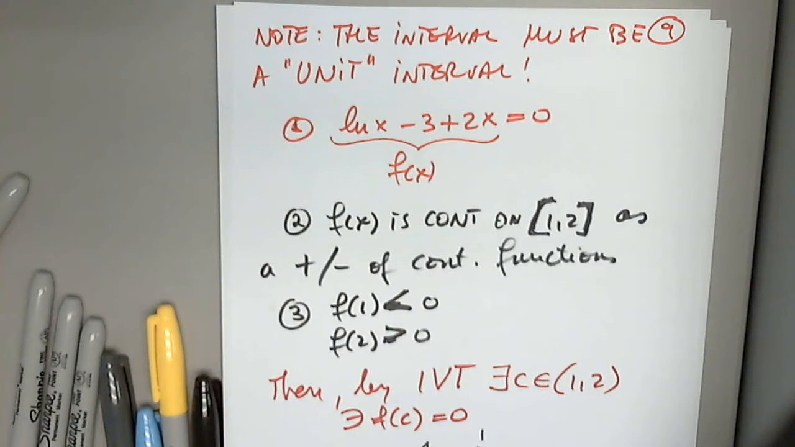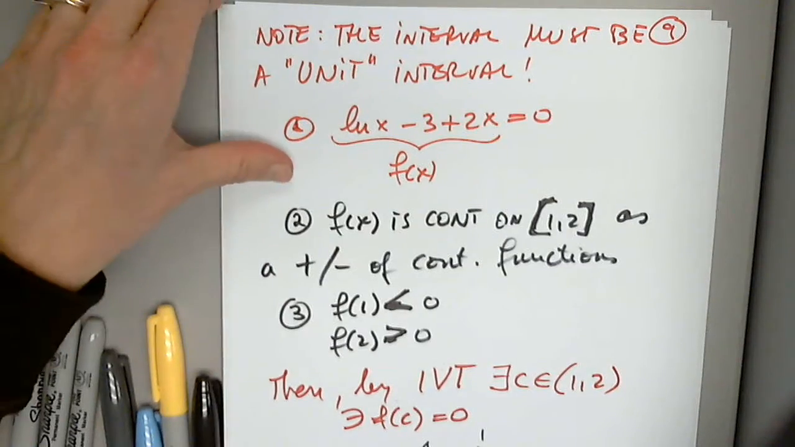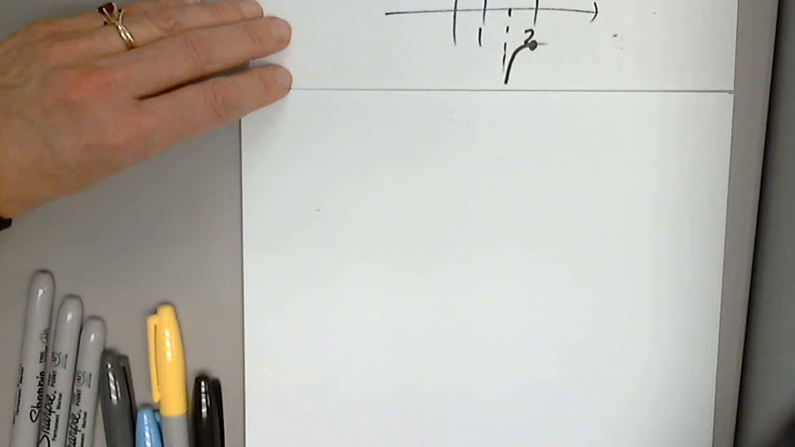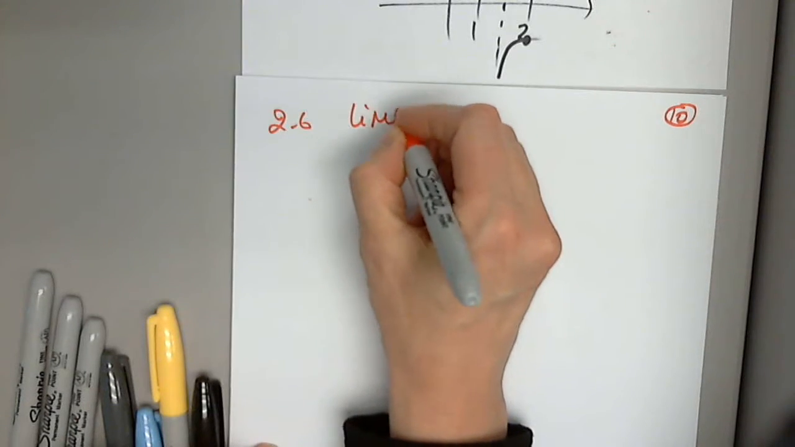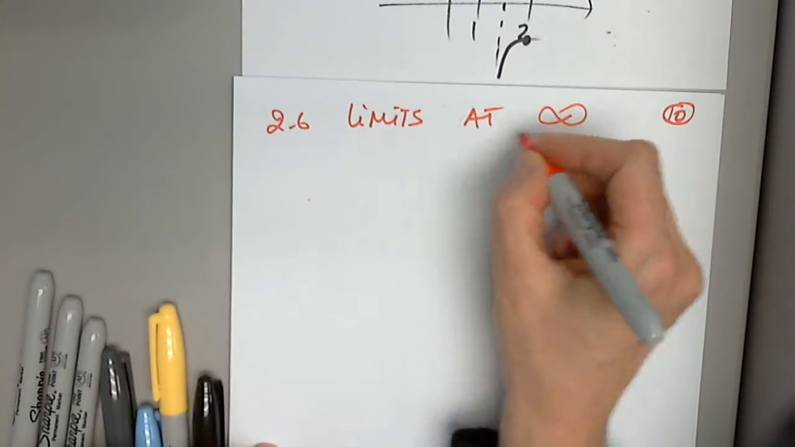Ready? So I'd like to continue with limits at infinity. So this is section 2.6. And that was my mark. Any questions for me? Okay. 2.6. Limits at infinity.